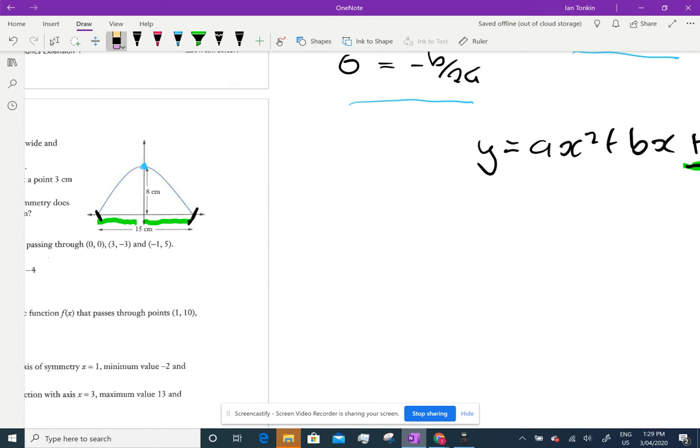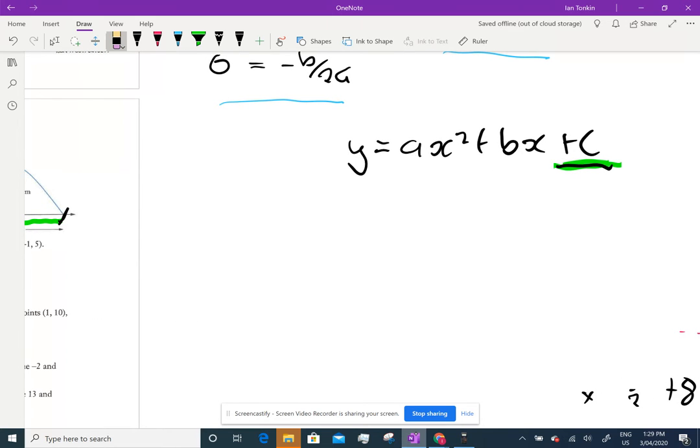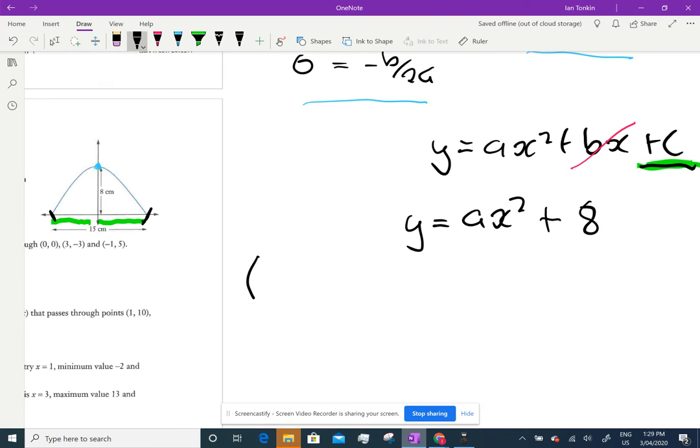By the way, all that work we did before, we know our equation is, well, b is 0. So y equals ax squared, that's going to go because it's 0, and c is equal to 8. Now we only have to sub in one of these 2 points here. And remember, that's 7.5 and 0, and this one is negative 7.5 and 0 over here.